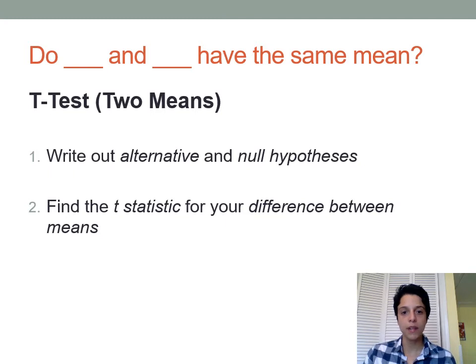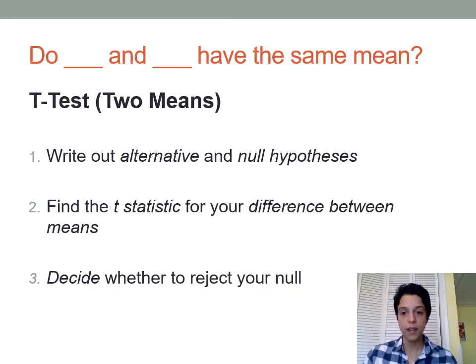Your next step is going to be to find the t-statistic for your difference in means. So we'll be finding a t-statistic that we can plot on that sampling distribution and use to find a p-value. And then based on that p-value, we'll be deciding whether to reject the null hypothesis about our difference in means. So again, these are all very vague terms, and now I'm going to hop back over to the document camera and pull this all together with an example.